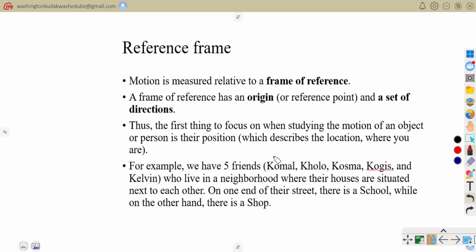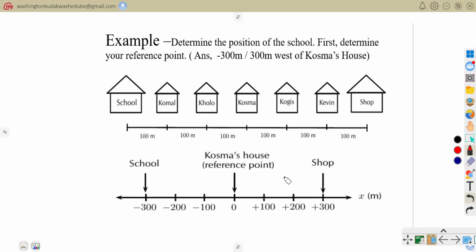These five friends live in a neighborhood where their houses are situated next to each other, one after the other. On one end of their street there is a school, and on the other end there is a shop. Let's see that picture. This is Komau's house, Kolo's house, Cosma's house, Kogis's, and Kelvin's. On one end of the same street there's a shop, and on the other end of the same street there's the school. At some point in time, we might want to determine the position of the school.